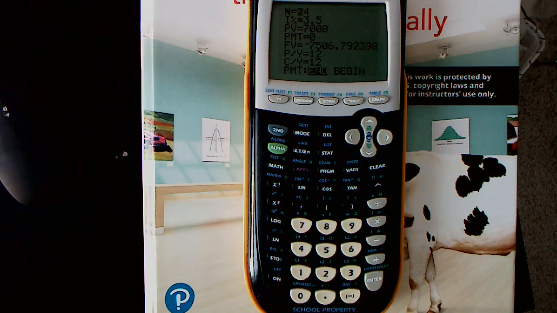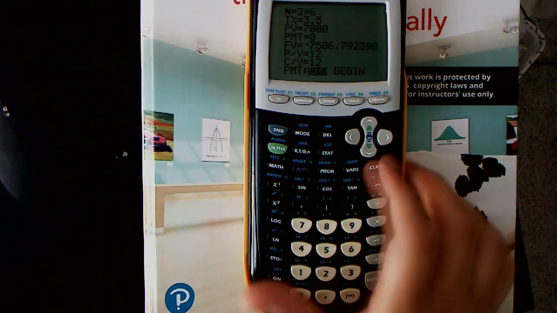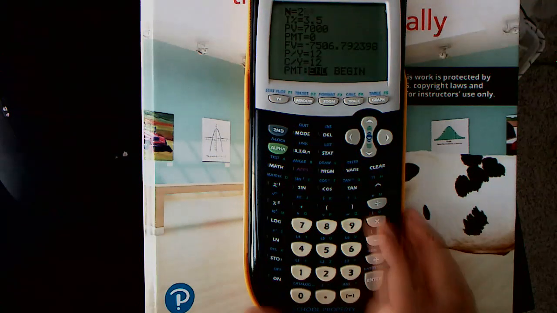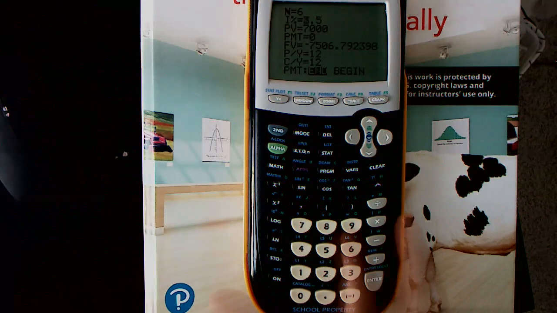For how many years? 3 years, right? Semi-annually, 3 years. So twice a year for 3 years, so 6, right? In total, your interest is compounded 6 times. And annual interest rate 5%, so 5 here.